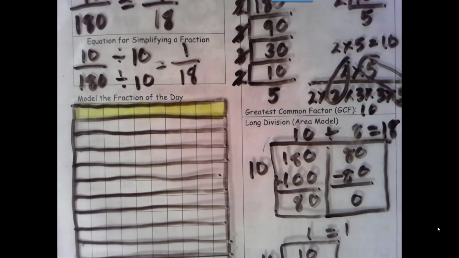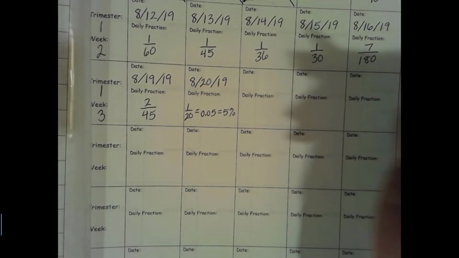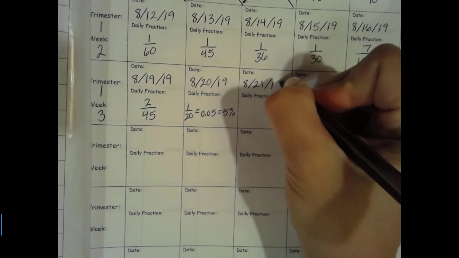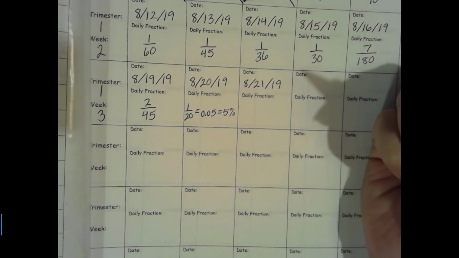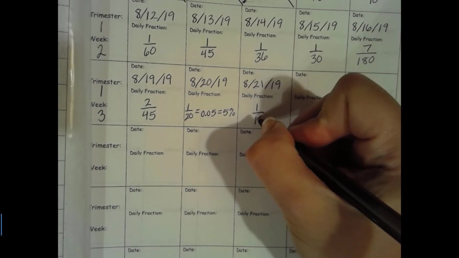Okay, now let's go ahead and fill in our data collection page. Okay, still in trimester 1, week 3, today's date, 8/21/19, and our fraction for today is 1/18.